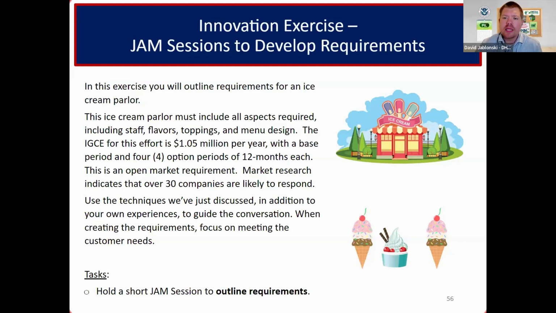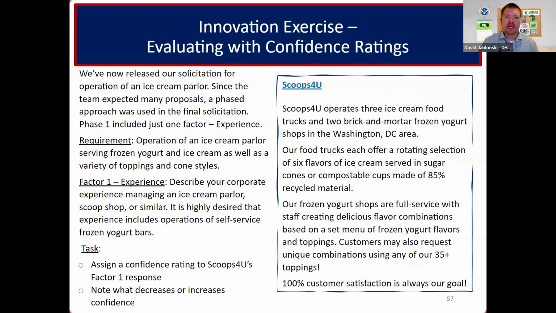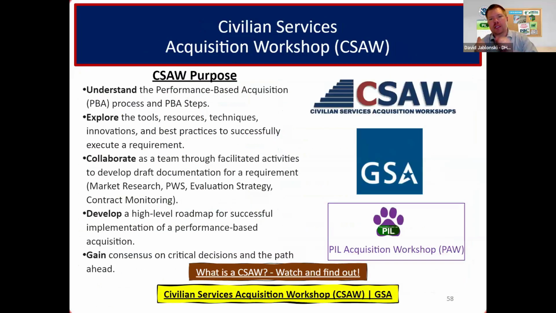All right, so we're going to skip the next session, skip the next innovative technique, because I know we have time. Let's go to CSAW, Civilian Services Acquisition Workshops. GSA has what they call a CSAW team, which helps walk people through the performance-based acquisition process. There's a 7-step PBA process, which the GSA team does formally. Again, they provide support for free.